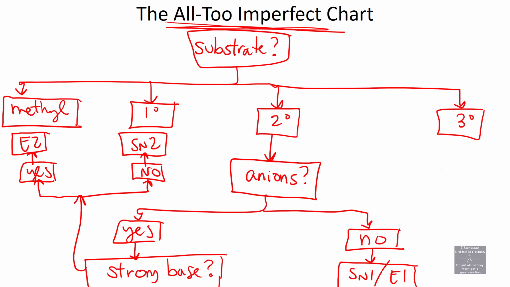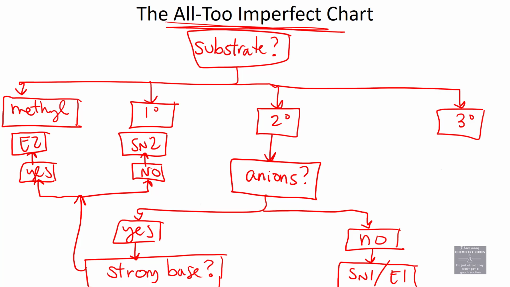If you are primary with a strong base, secondary with a strong base, tertiary with a strong base, you do E2. E2, yeah, strong base, kind of a requirement. If you are secondary with no anions or tertiary with no anions or a weak base, you're going to do carbocations, SN1, E1. That's what all that chart says, yeah?